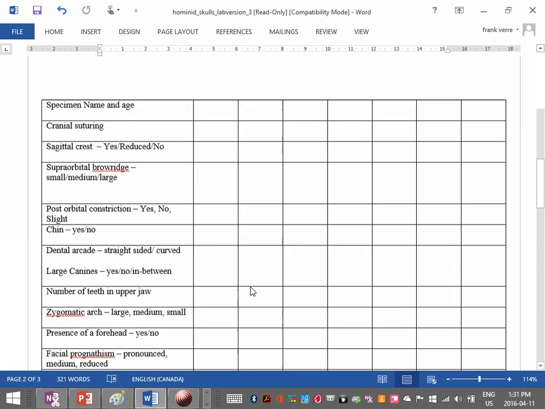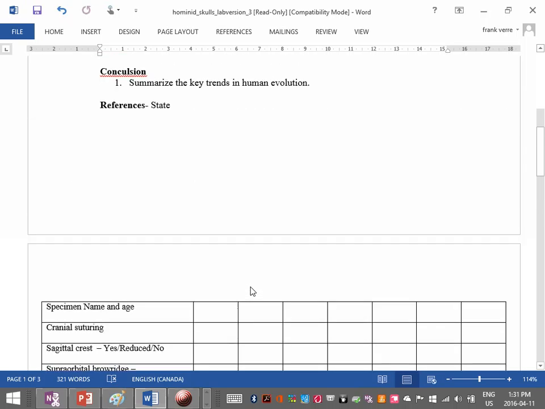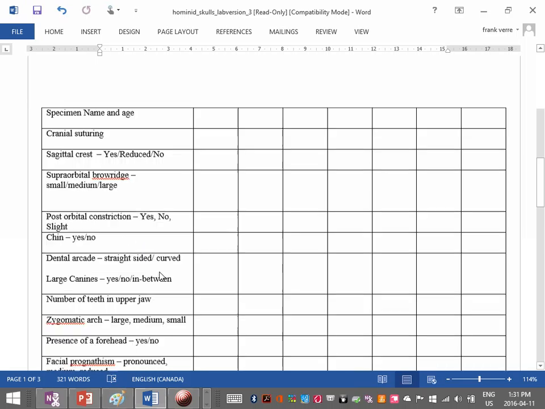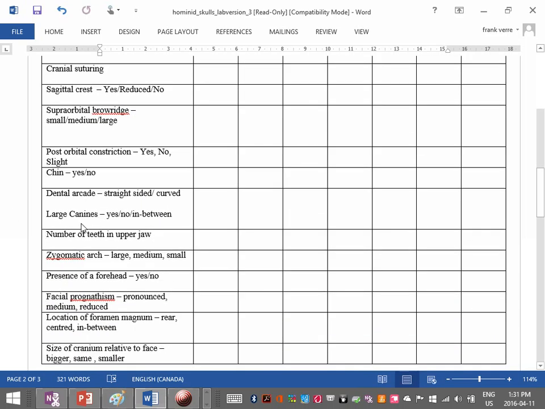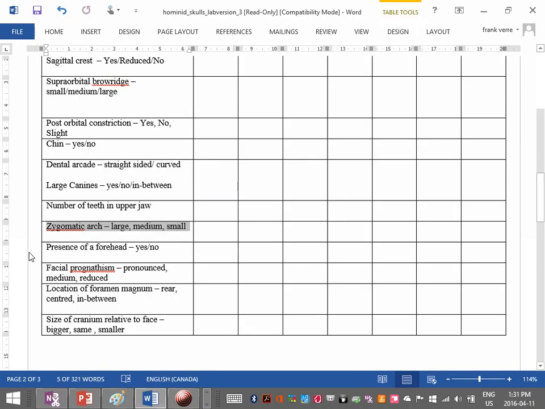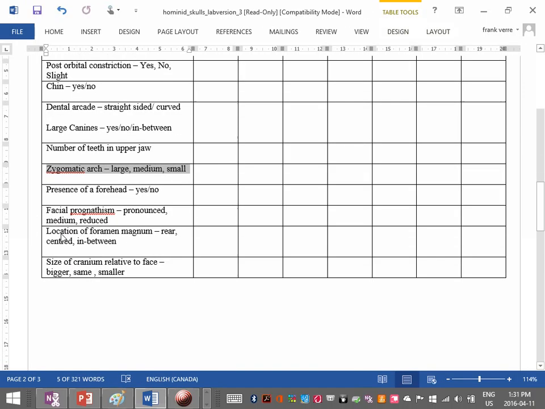The characteristics for the gorilla, the chimp, the 2 Australopithecines, and the 3 members of the genus Homo, if you remember, okay? We're going to look at things like sagittal crest, the size of the eyebrow ridges, the shape of the teeth, the number of teeth, the width of the cheeks, whether or not they have a forehead, the location of the foramen magnum. Okay, those are the things we're looking at.